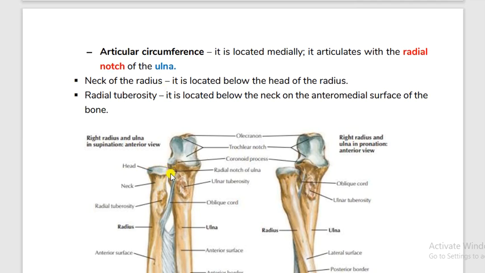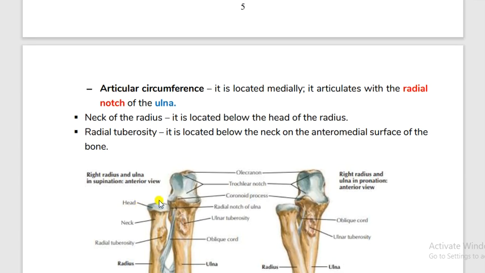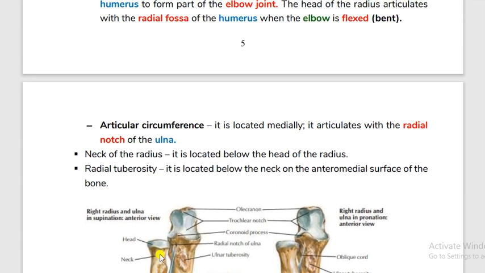It articulates with the radial notch. This is the radial notch of the ulna. This is the ulnar bone here. It carries a radial notch, so the radial notch of the ulna. This articular circumference articulates with it.